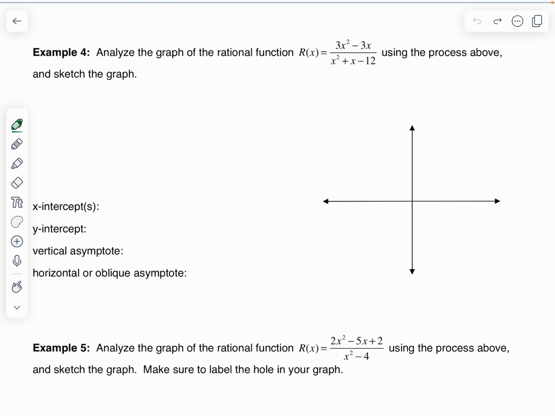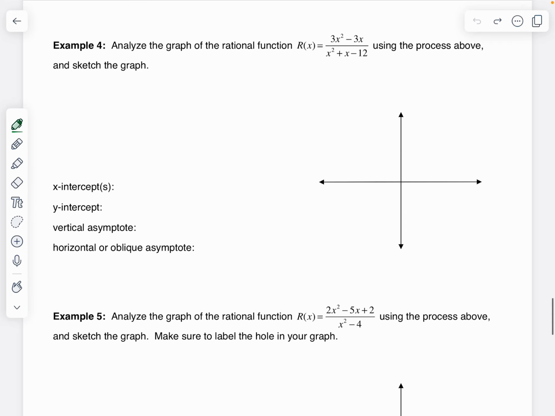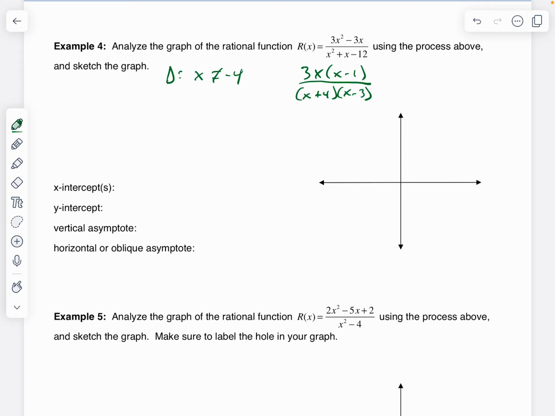This next one, if we take out a GCF from the numerator of 3x, that gives you x minus 1 left over. And then in the denominator, you factor like usual, just a typical trinomial. So x plus 4, x minus 3. So that means your domain is going to be x does not equal negative 4 and 3. Nothing cancels out. We don't need to reduce anything.